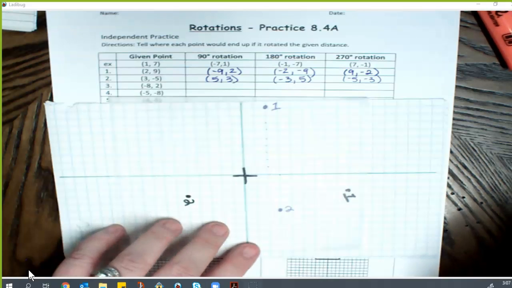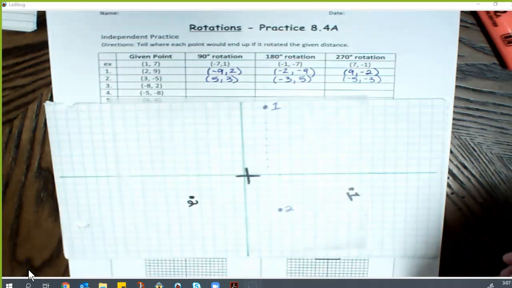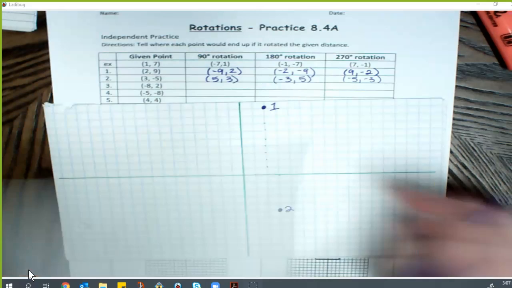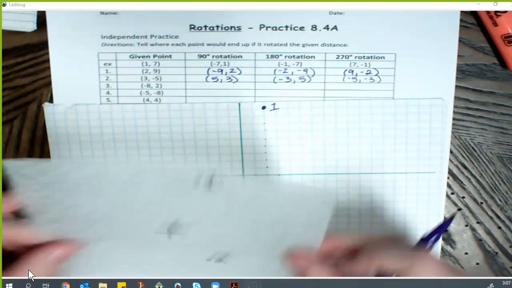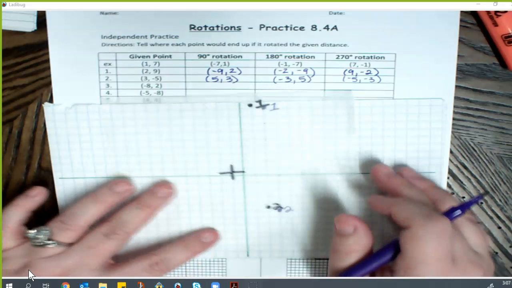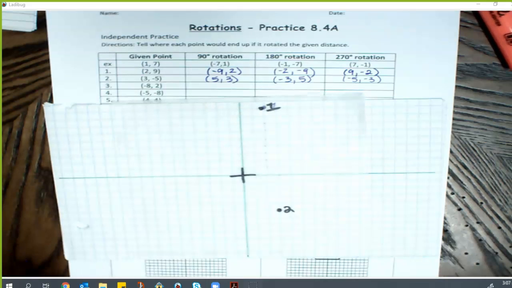All right, I want you to try to finish out the chart. Remember, plot the original points on your graph paper and then trace the point and rotate. I'm going to come around and help. If you're online and you have questions, please shout out so I can come back to the table.